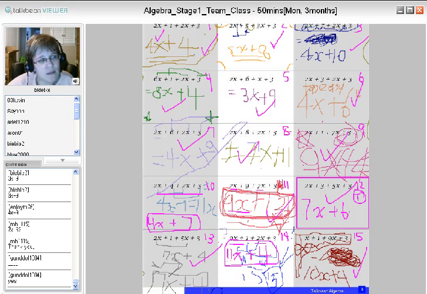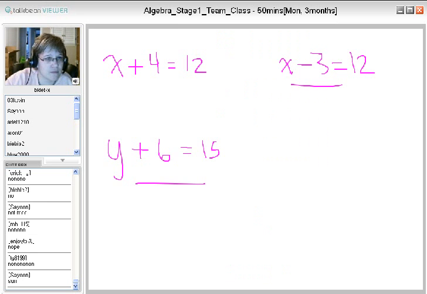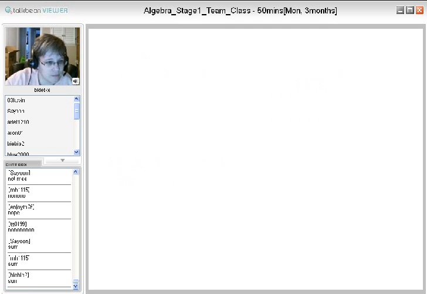Okay, good job, everybody. Does anybody have any questions about adding like terms? Okay, so let's just do a quick review. If I add two numbers together, what do I call the answer? Right, it's the sum.